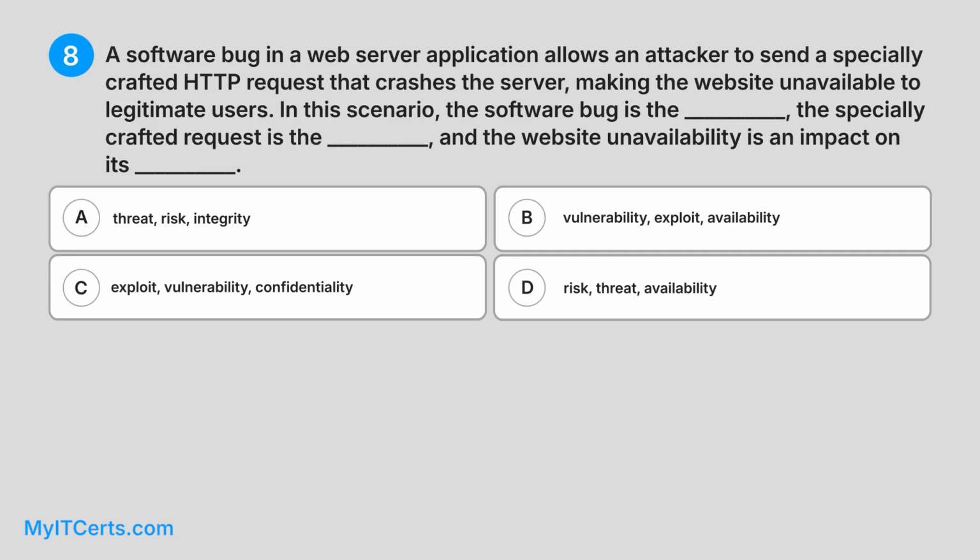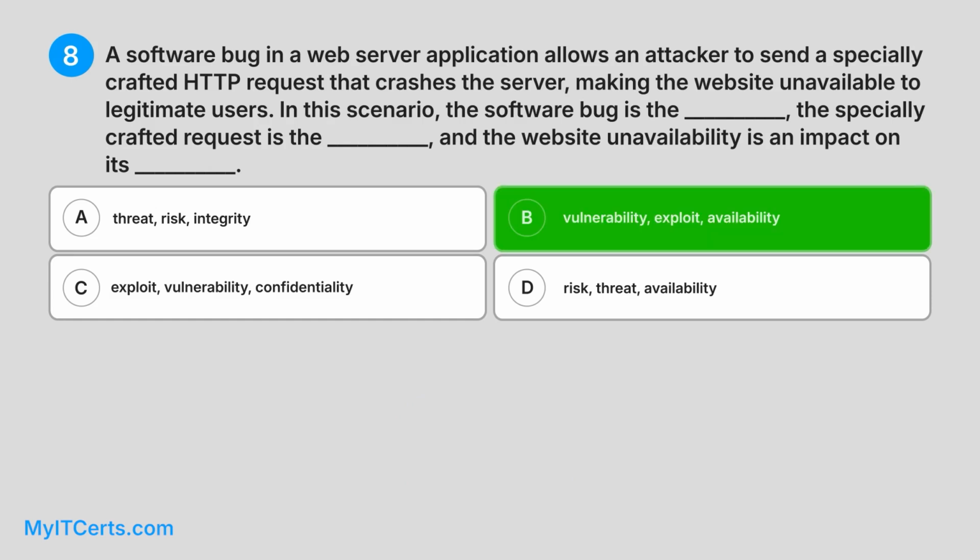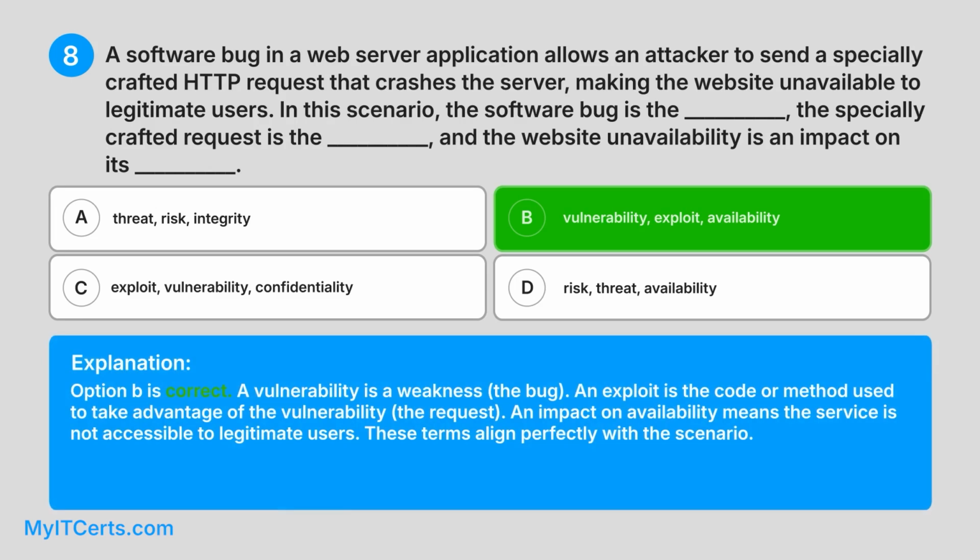Correct answer: B. Vulnerability, exploit, availability. Explanation: Option B is correct. A vulnerability is a weakness, the bug. An exploit is the code or method used to take advantage of the vulnerability, the request. An impact on availability means the service is not accessible to legitimate users. These terms align perfectly with the scenario.